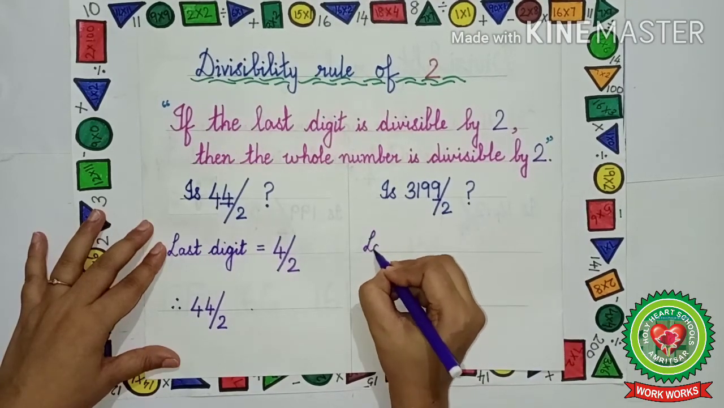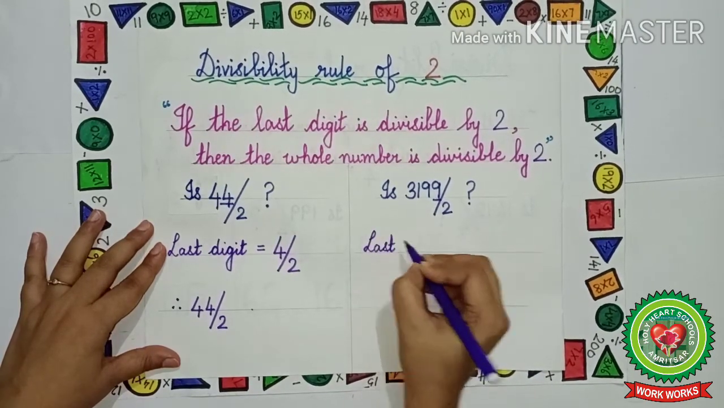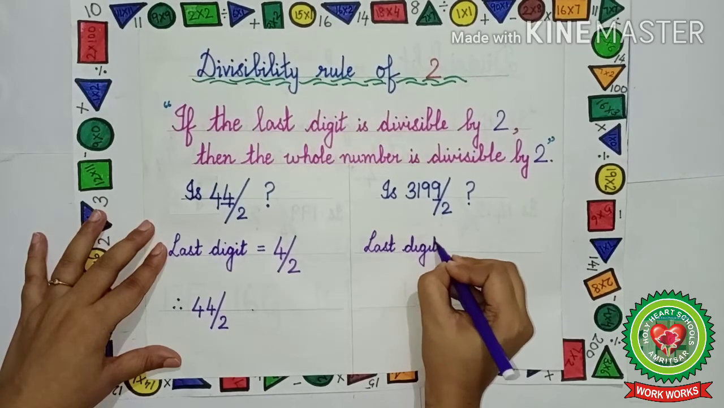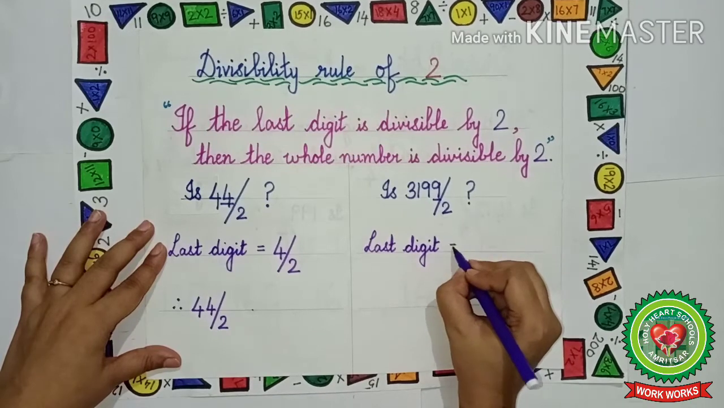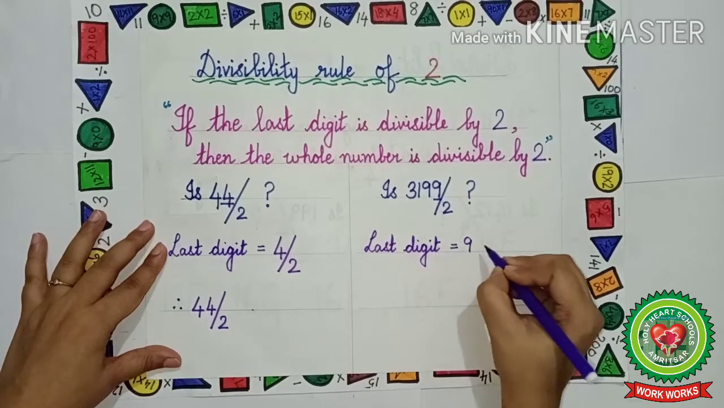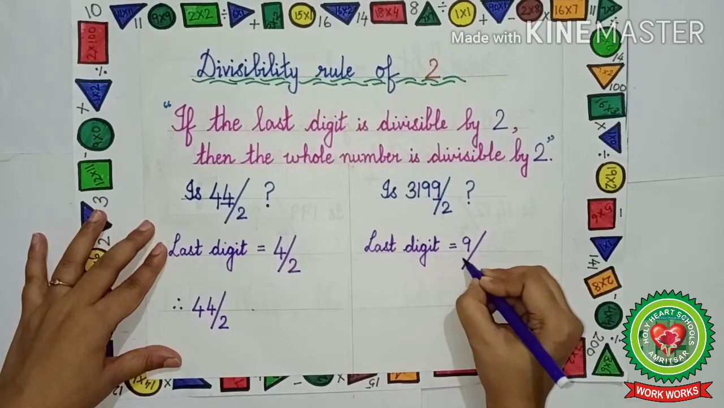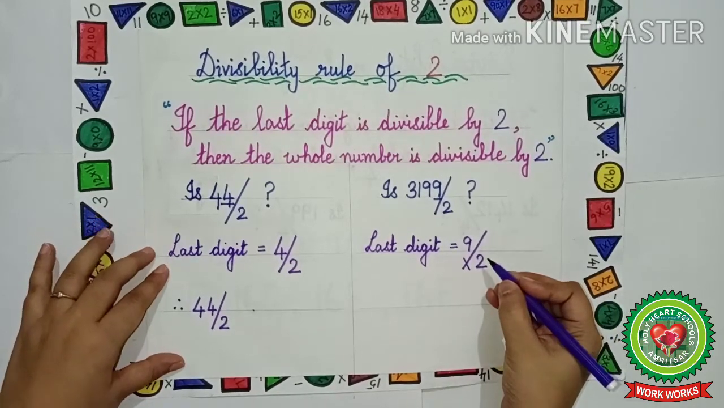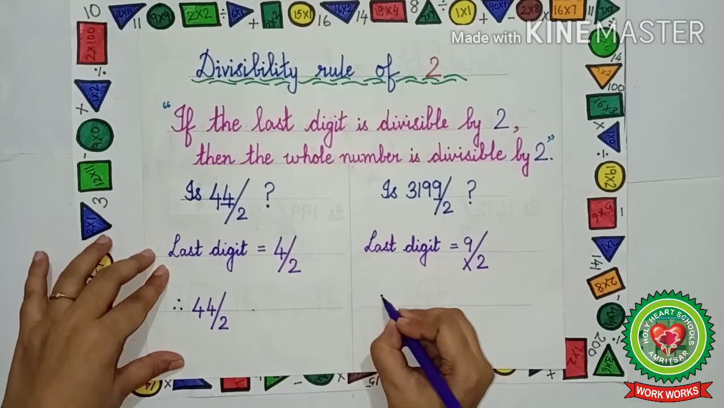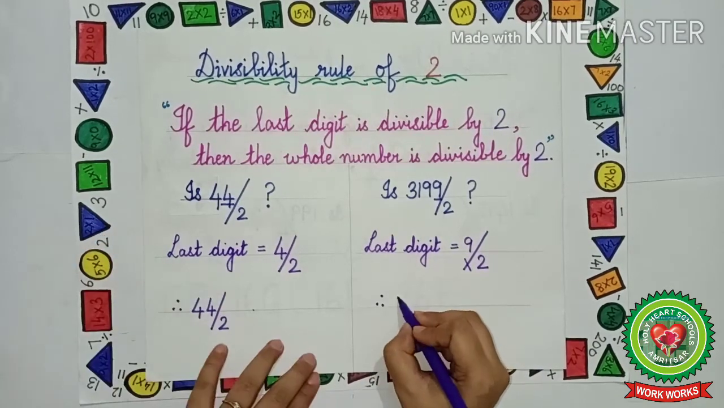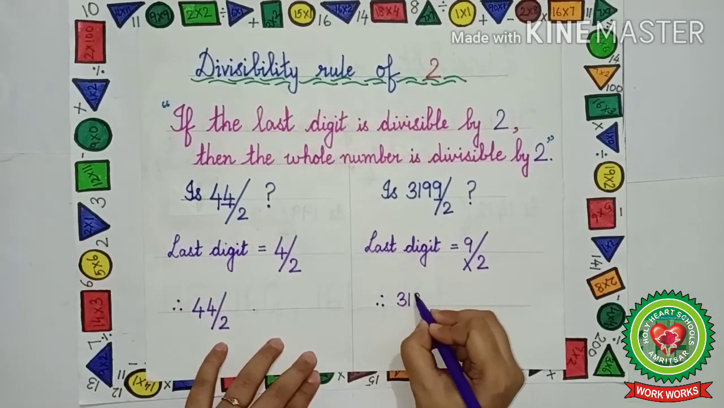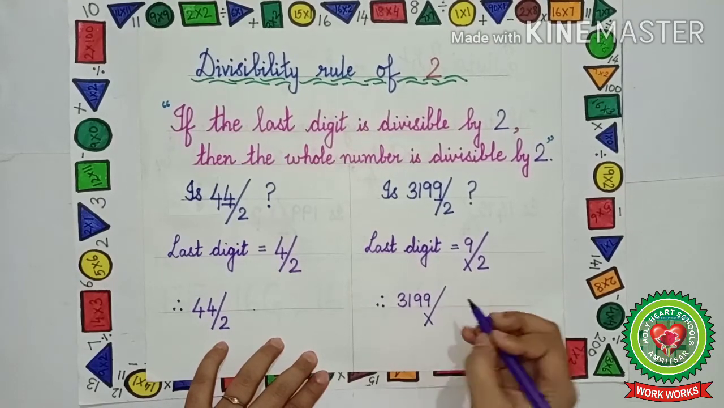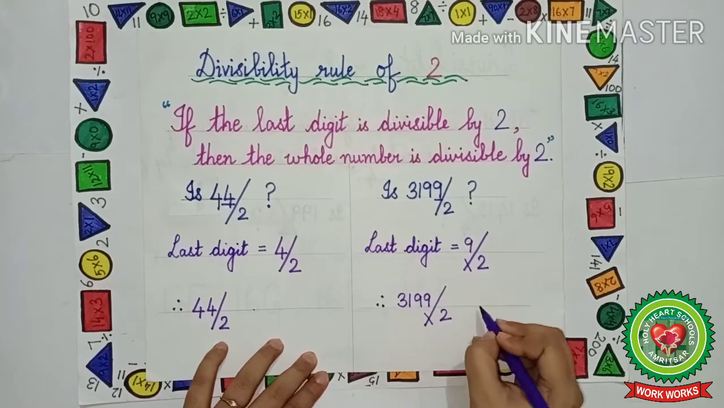So let us write last digit, which is equal to 9, is not divisible by 2. That means according to the rule, the whole number, that is 3199, is not divisible by 2.